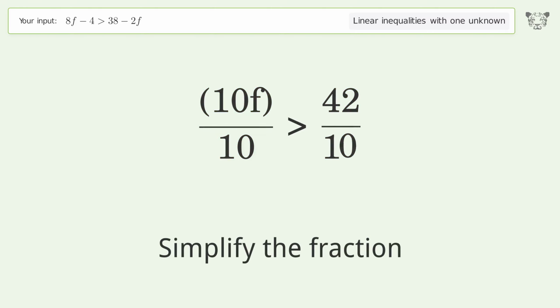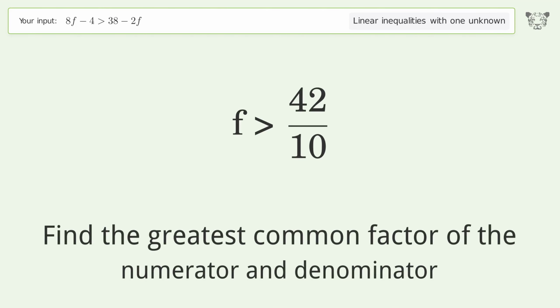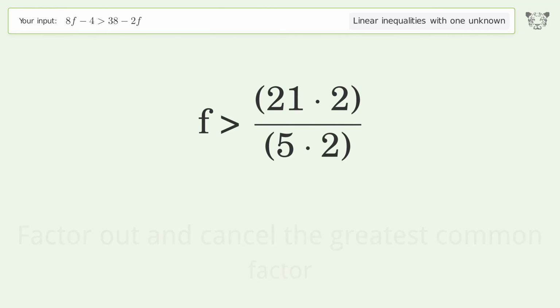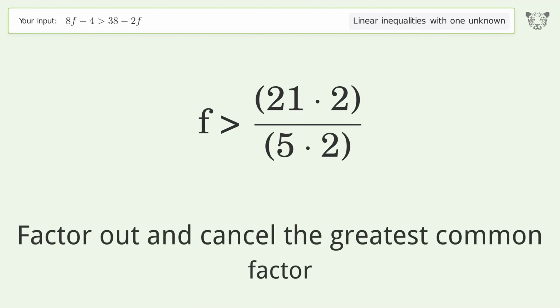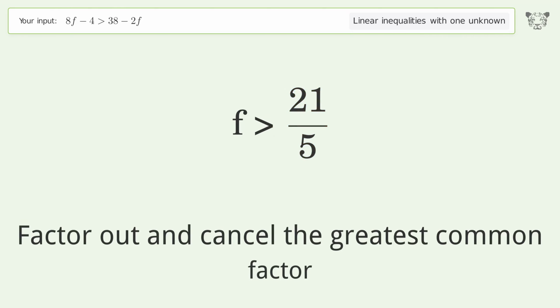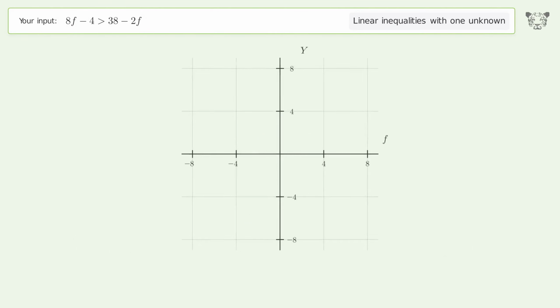Simplify the fraction. Find the greatest common factor of the numerator and denominator. Factor out and cancel the greatest common factor. Plot the solution on a coordinate grid. And so the final result is f greater than 21 over 5 greater than 41 over 5.